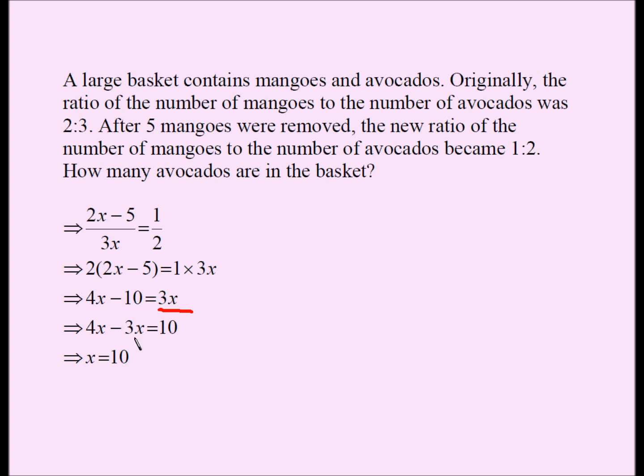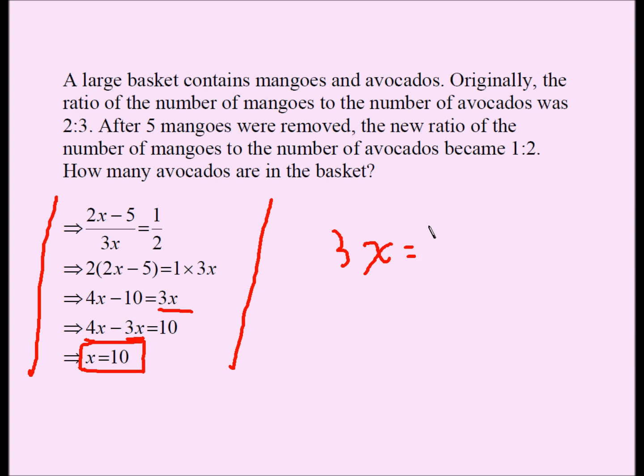I rearrange the unknowns, which is 4x minus 3x. I bring negative 10 here. It changes sign. Most of you know all those algebraic rules. And if you subtract 3x from 4x, x is 10. Well, originally we assumed that there were 3x avocados. Well, if x is 10, there must have been 3 times 10, or 30 avocados. That's our answer.